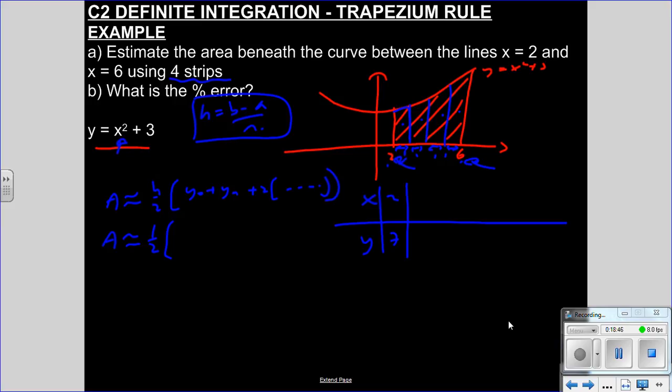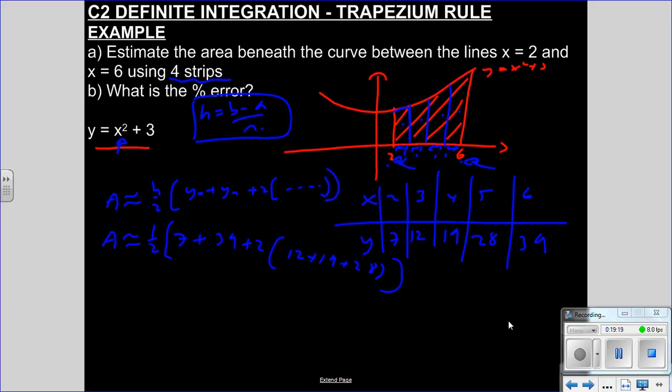When x is 2, it goes up in ones because h is 1, so 3, 4, 5, and 6. When x is 3, 3 squared plus 3 is 12. 4 squared plus 3 is 19. 5 gives 28, and 6 gives 39. Cool. Now we can go y naught, which is 7, plus the last one, which is 39, plus two lots of everything else: 12 plus 19 plus 28. So the area is approximately equal to.